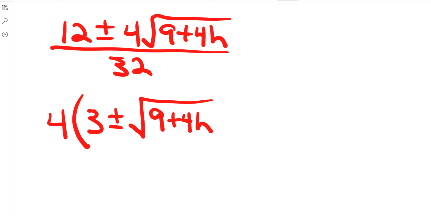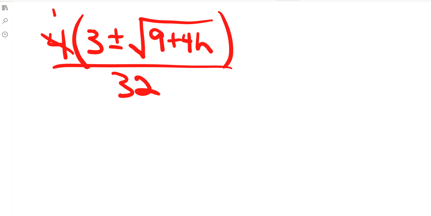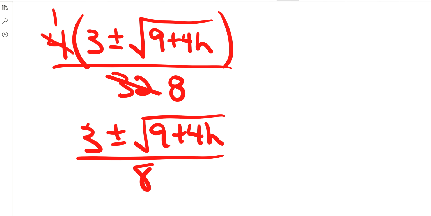Does that make sense? I guess I can do it that way. Yes, and that's all over 32. Now I can simplify. 4 is a factor now, so 4 goes into 4 once, and 4 goes into 32 8 times. What's left is going to be my answer. So my final answer will be 3 plus or minus the square root of 9 plus 4h, all over 8.